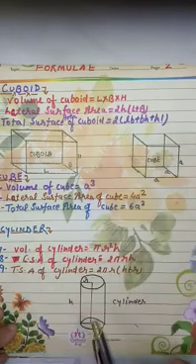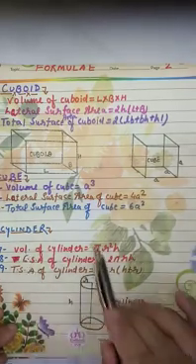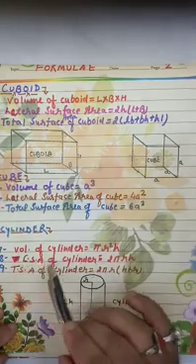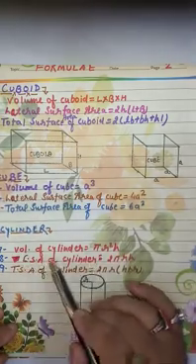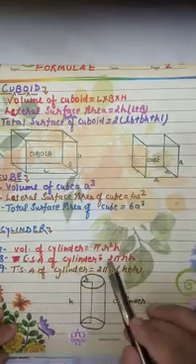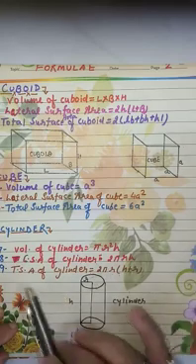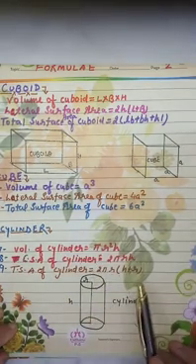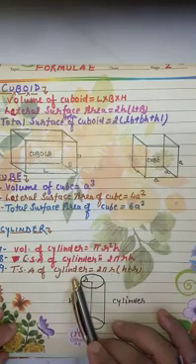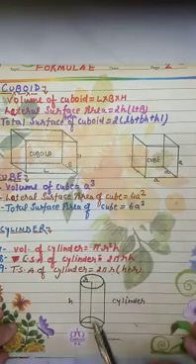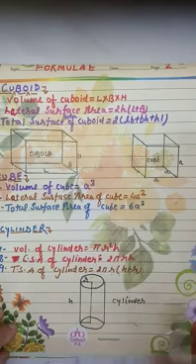Come to the cylinder. So the volume of cylinder is pi r square h. CSA of cylinder. Class, CSA and LSA both are the same thing. So the LSA of cylinder is 2 pi rh. Total surface area of cylinder is 2 pi r bracket h plus r. Total surface area of cylinder means curved surface area plus top and base. So it will be the total surfaces.